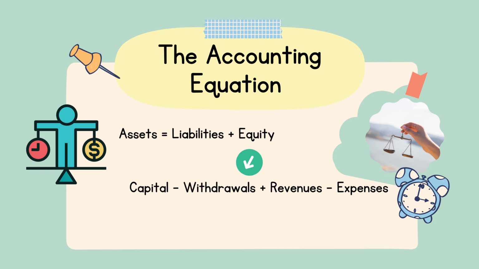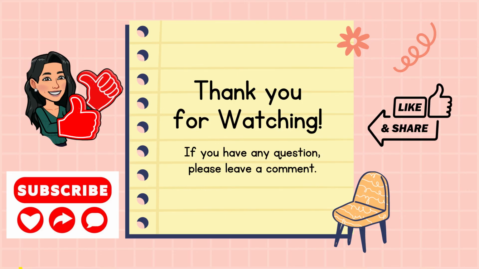Businesses strive for net income. When revenues are greater than expenses, the result of operations is a profit or net income. That means we made profits; our revenues were more than our expenses. While when expenses are greater than revenues, the result is a net loss. So a loss. I have a net loss.